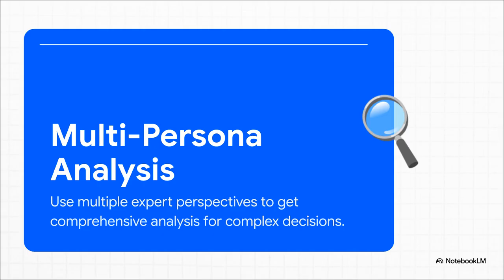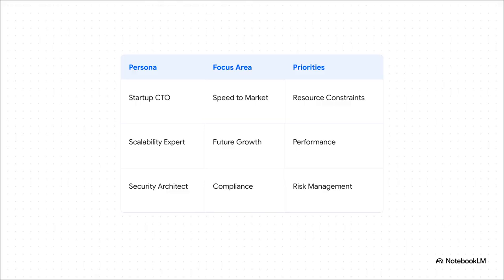This is an incredible technique for those big, complex decisions where you really need to weigh a bunch of competing priorities. For instance, just imagine you're making a huge architecture decision for a project. You can ask the AI to analyze it from 3 different roles. As a startup CTO, it's going to focus on speed and budget. As a scalability expert, its mind is on future growth and performance. And then, as a security architect, it'll zero in on compliance and risk. Suddenly, you've got 3 distinct, expert-level viewpoints on the exact same problem. It helps you make a much more balanced and informed decision.